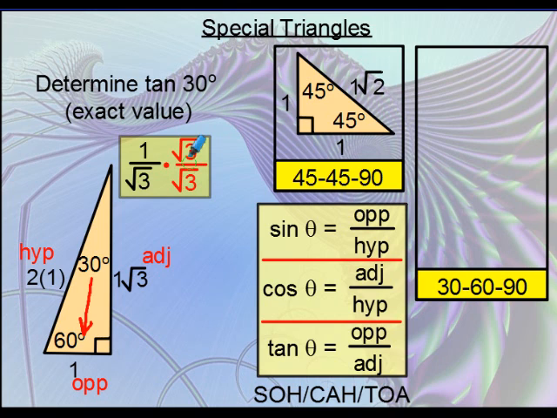Let's go ahead and multiply top and bottom by that radical 3. Doing so, we get 1 times the square root of 3, which is root 3, and on the bottom is root 3 times root 3, which just simply gives us 3. So that's it.